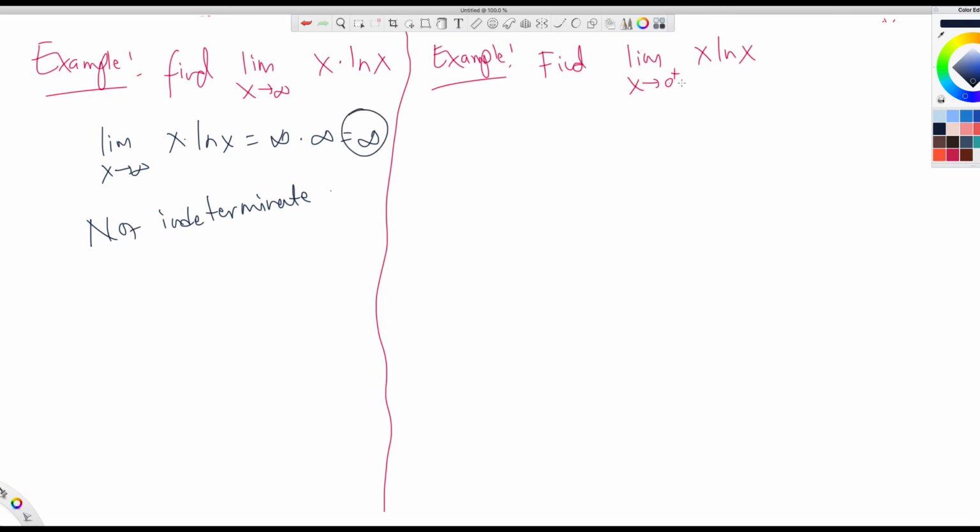Now in this problem, if you plug in x tends to 0, what do you get? If you plug in the limit directly, you will get 0 times natural log of 0, which is infinity. So it is one of the indeterminate forms. Yes, it is an indeterminate form.